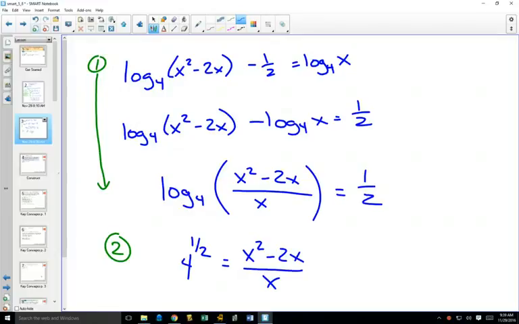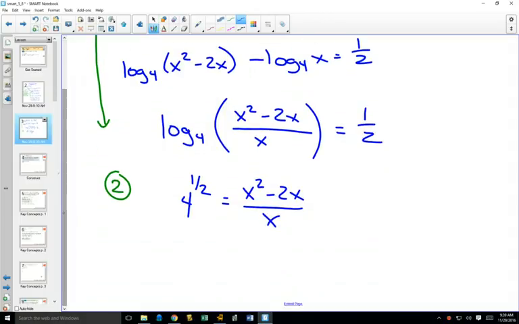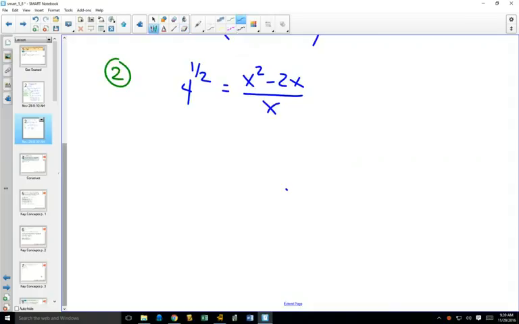Now that we've changed it to exponential form, the logs are gone. This is an equation. This is a rational equation. You've solved rational equations before. What do we do in this situation? And this, too, is where we had some differing types of solutions. So I'm going to do the solution where we get rid of the fraction by multiplying both sides by x. Remember that 4 to the half is the same as the square root of 4. So the square root of 4 is 2. And if I multiply both sides by x to get rid of this fraction, I get 2x equals x squared minus 2x.